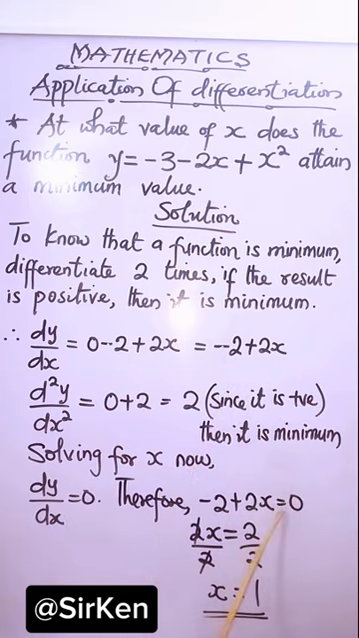And if you collect like terms, this minus 2 goes over. As it's crossing the equality sign, it will turn to plus 2. And your 2x remains. So to get x, you divide both sides by the coefficient of x, and the coefficient of x here is 2. You divide here by 2, you divide here by 2. 2 cancels 2, x is now left. So 2 divided by 2 is 1. So the value of x that will make this function minimum is 1. You see it now?